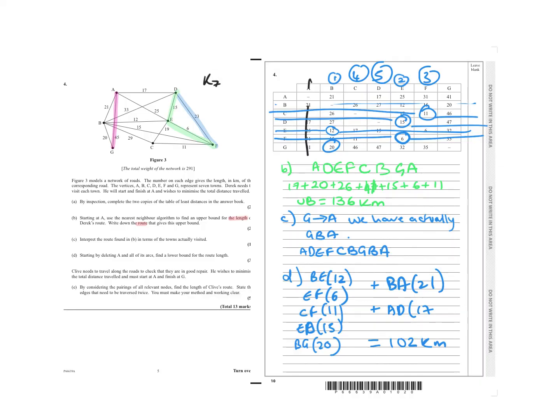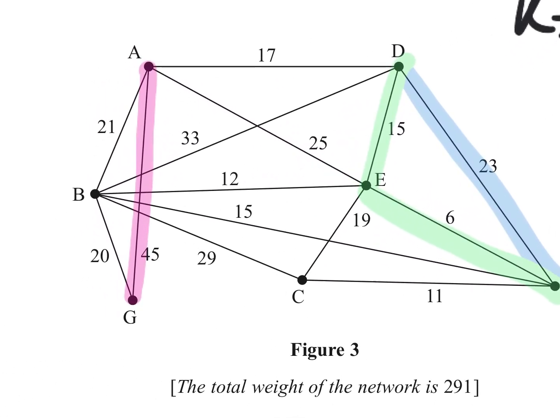That was 3 marks, so nice and easy 3 marks, really. Okay, now part E. So even though this is only a 5-mark question, I'm going to do a bit more discussion around this, because whenever we're considering pairings of relevant nodes, this is called route inspection. Okay, so step 1, we are going to write down the degrees of each node.